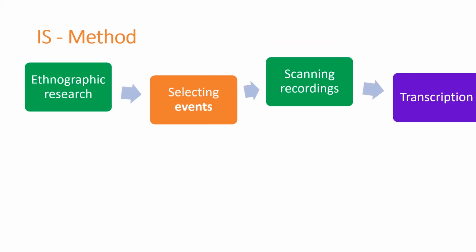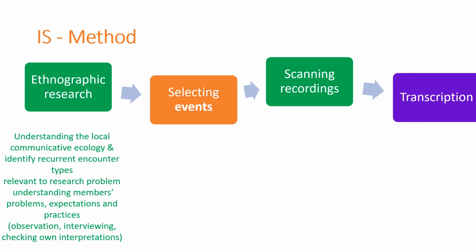These are the steps that Gumperz lists in doing IS. The first stage is doing ethnographic research. So the analyst goes into the field to understand the local context and identify recurring interaction types. So what are the particular types of interaction you can observe and record that are relevant to the research problem? At this stage, the analyst will also engage with participants to understand members' problems, expectations, and practices, and this will help the analyst to understand the participants' interpretive assessments and background knowledge.